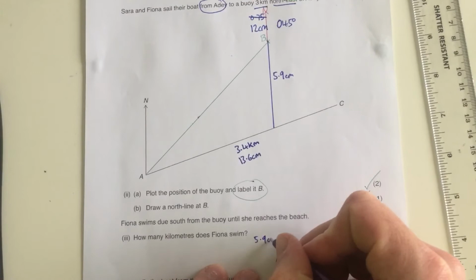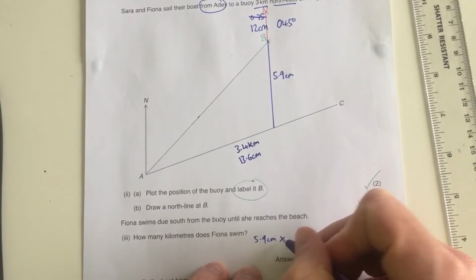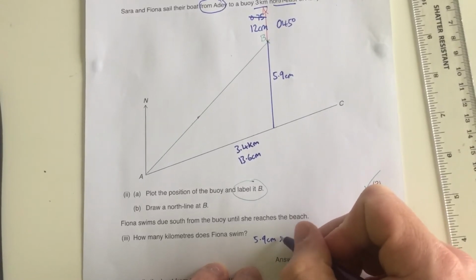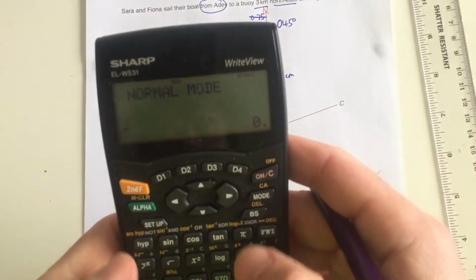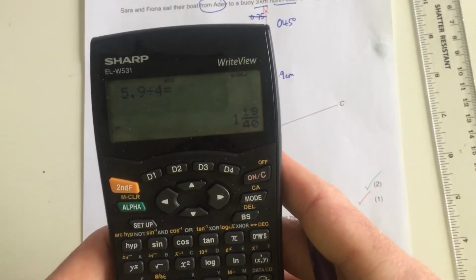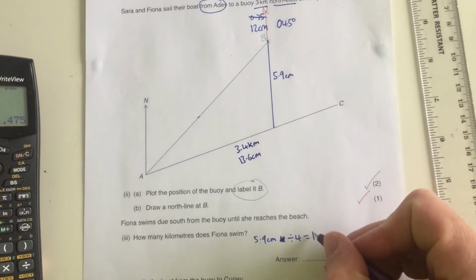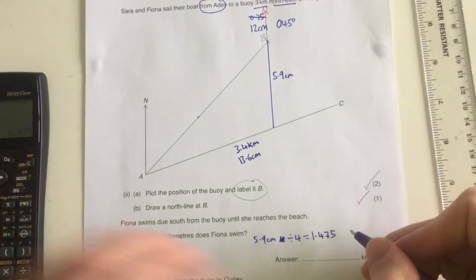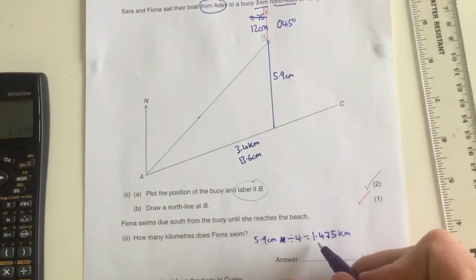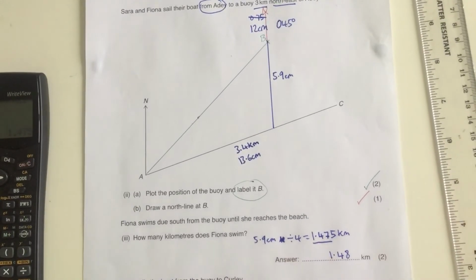And 5.9 centimetres. We need to times it by 0.75, or sorry, easier to say, divide by 4. 5.9 divided by 4 equals 1.475 kilometres. And three significant figures is going to be 1.48, because the 5 rounds up. Don't forget your three significant figures.